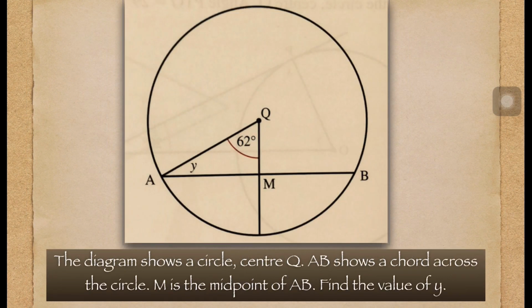Next one. Here's another problem. The diagram shows a circle with center Q. AB is a chord across the circle. M is the midpoint of AB. Find the value of y. If that's the case, this is the right angle. So just simply subtract from 180 the sum of 90 and 62. There you go. What do you think is the value of y, guys? That's 28. So y there is 28 degrees.